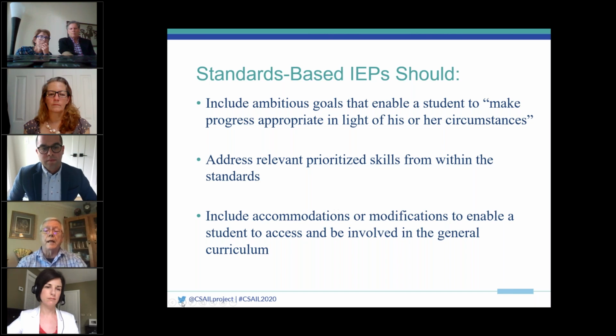Now, clearly, the IEPs that we develop must be standards-based. That includes developing our ambitious and individualized goals that enable a student to make progress appropriate in light of his or her circumstances, and address relevant prioritized skills from within the standards. So in effect, the IEP must be what Maggie McLaughlin referred to as standards reference. And we must also include accommodations and modifications to enable the student to be involved in the general education curriculum.